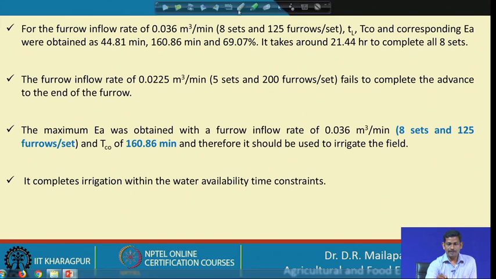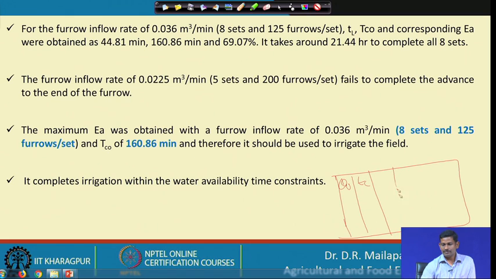Then you can tabulate the whole thing: you get Q naught, the time of cutoff, EA, the application efficiency, and also the furrow sets, the number of furrows and the number of sets. Now you have to pick which one is the maximum efficient combination. You pick that and follow, and that is the perfect design.